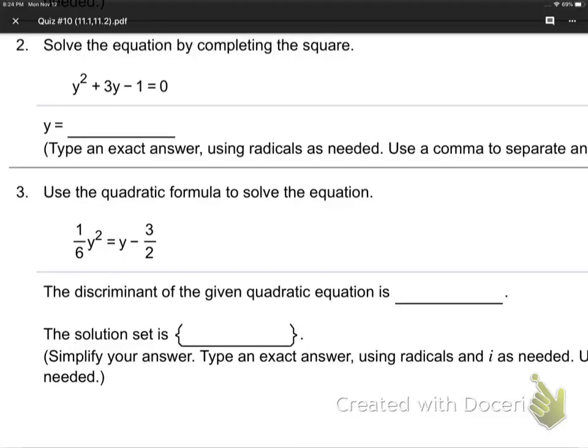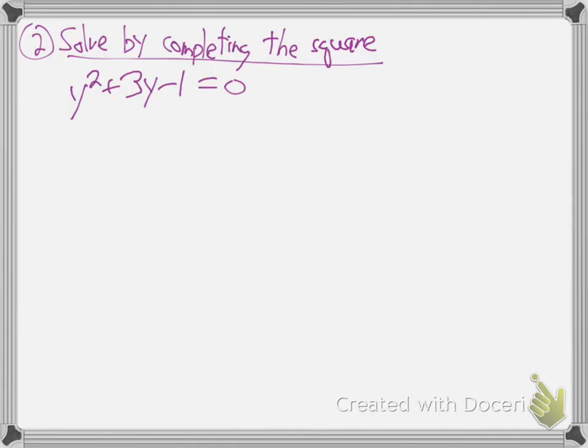Okay, so here's number 2. Solve by completing the square that. So we have to do this one by completing the square. We can't use the quadratic formula. The next problem we'll use the quadratic formula, the negative b plus or minus square root of stuff. But this one we have to do completing the square. What is completing the square? Do you remember?